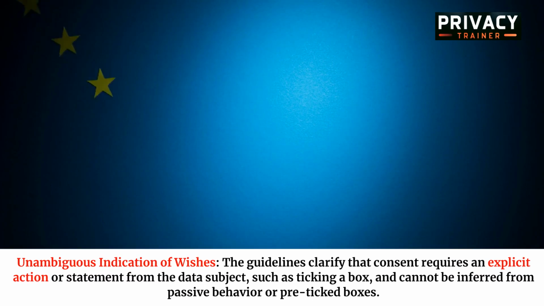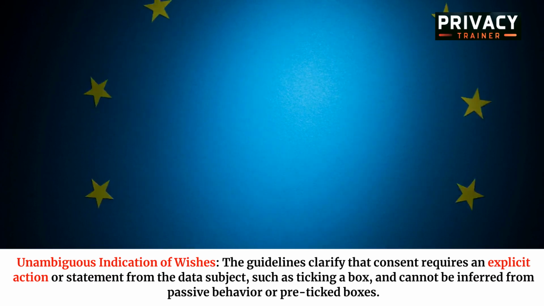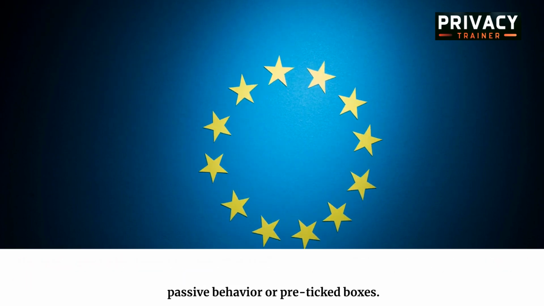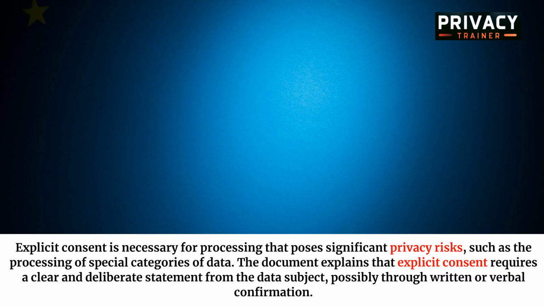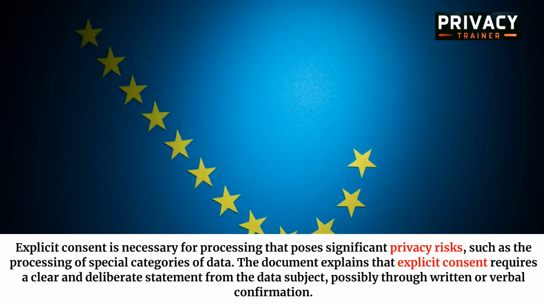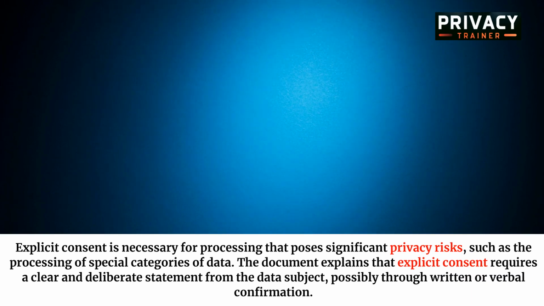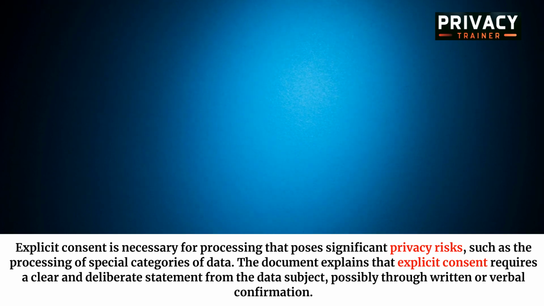Unambiguous indication of wishes. The guidelines clarify that consent requires an explicit action or statement from the data subject, such as ticking a box, and cannot be inferred from passive behavior or pre-ticked boxes. Obtaining explicit consent. Explicit consent is necessary for processing that poses significant privacy risks, such as the processing of special categories of data. The document explains that explicit consent requires a clear and deliberate statement from the data subject, possibly through written or verbal confirmation.